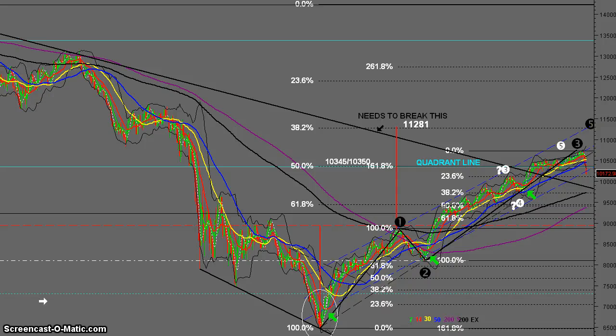Okay, just a few thoughts on the Dow Jones. Basically, what I'm looking at here, I've drawn a fib set from the high down to the March February bounce here.